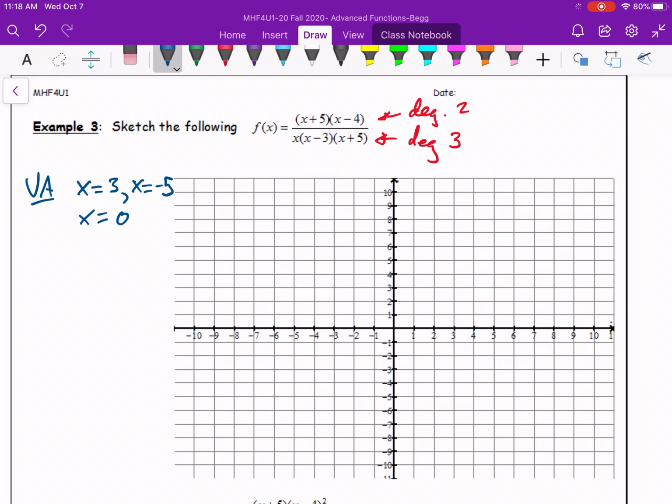Horizontal asymptote, well, we've got degree 2 over degree 3. We've got a lower degree on top than on the bottom. That's always going to give us the x-axis as our horizontal asymptote.